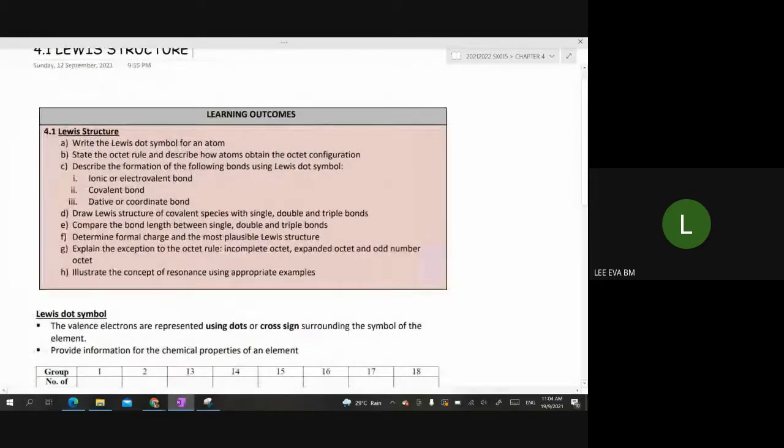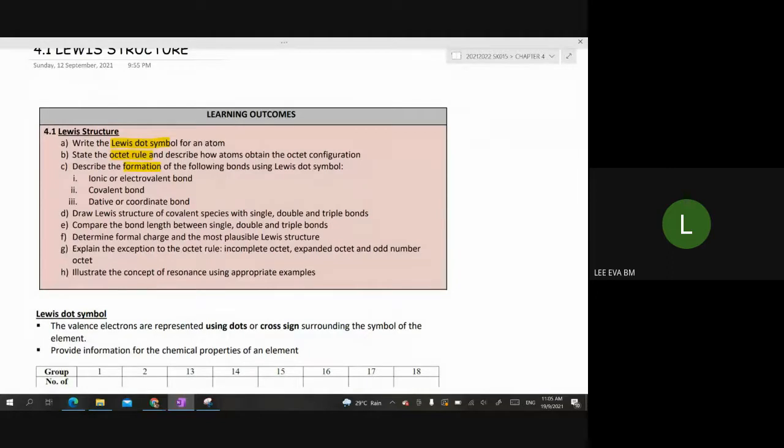Okay, so 4.1 Lewis structure. You want to draw the Lewis dot symbol. You need to know and also be able to identify octet rules, and describe how atoms obtain the octet configuration. So it is linked to your chapters 2 and 3 as well. In this subtopic, we also look at the formations of ionic bond, covalent bond, and dative bond using this Lewis dot structure.